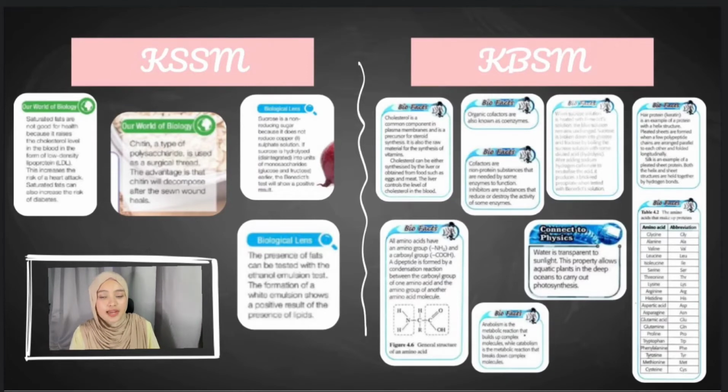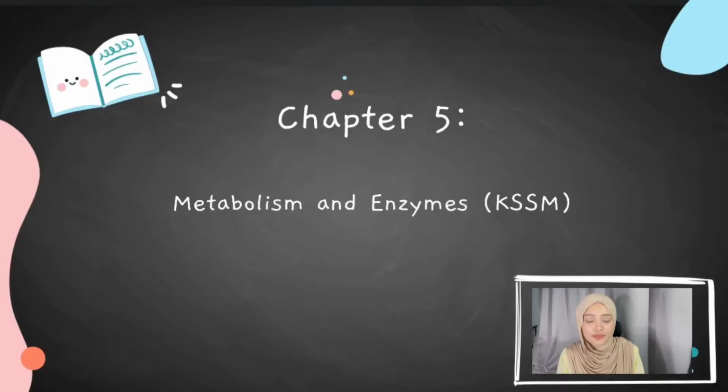Next, I will explain about the difference of key concept for Chapter 4 in KSSM textbook and KBSM textbook. As for KSSM textbook, it contains 4 key concepts, 2 of them are Our World of Biology and the other 2 are Biological Lens. And as for KBSM textbook, it contains 9 key concepts, whereas 8 of them are Biofacts and the other one connects to physics. Now, let's proceed with Chapter 5.